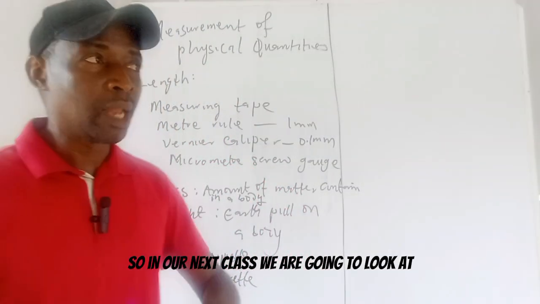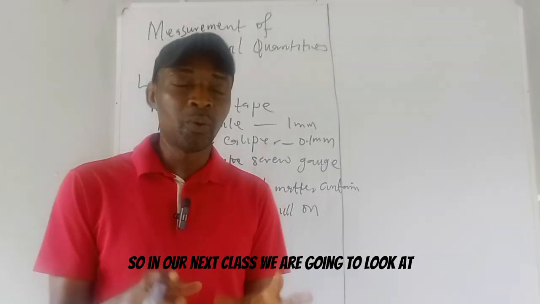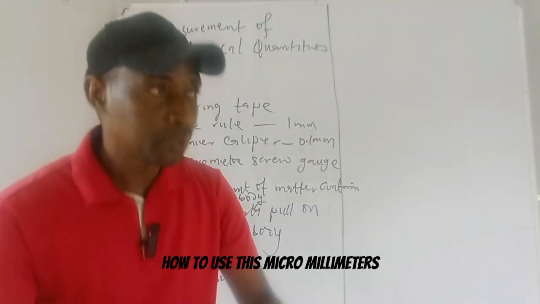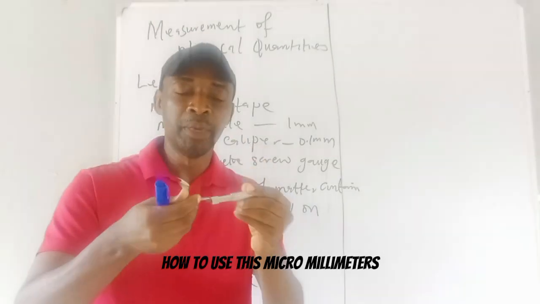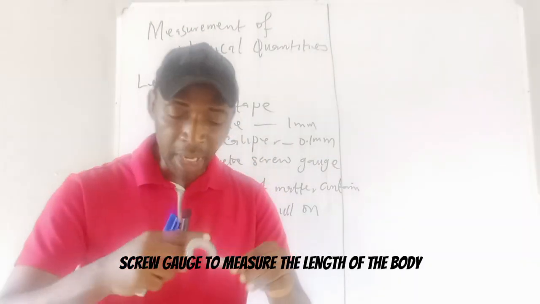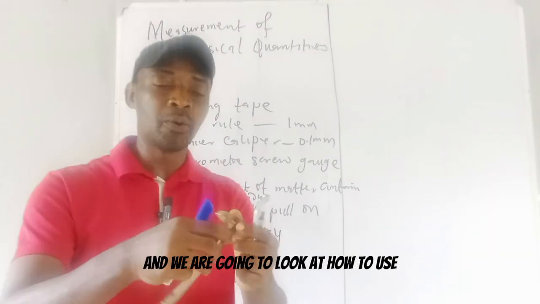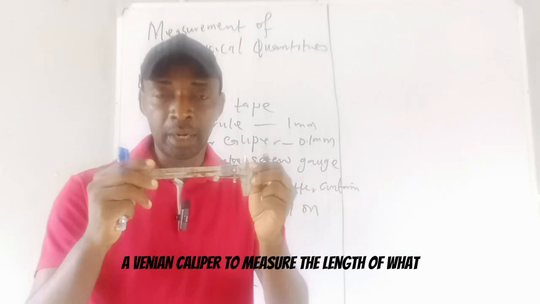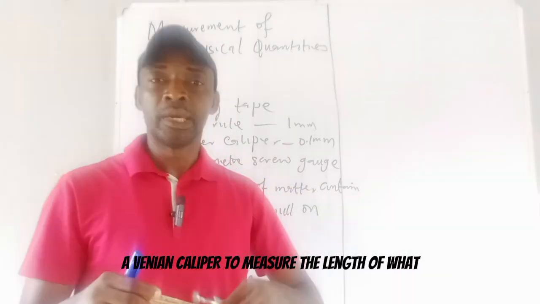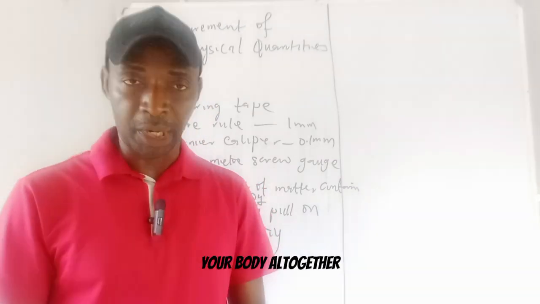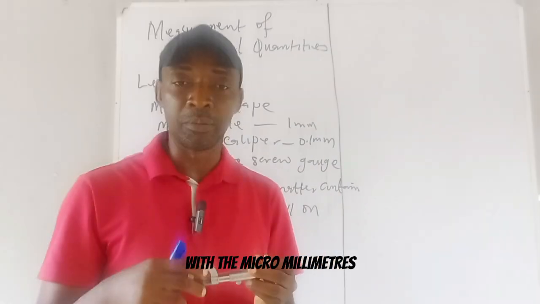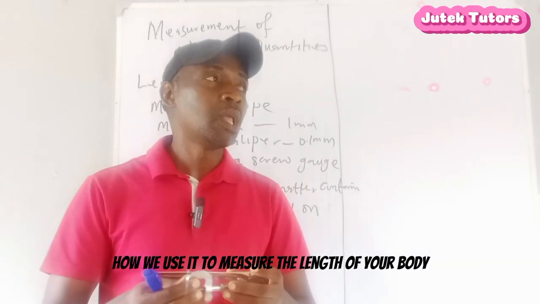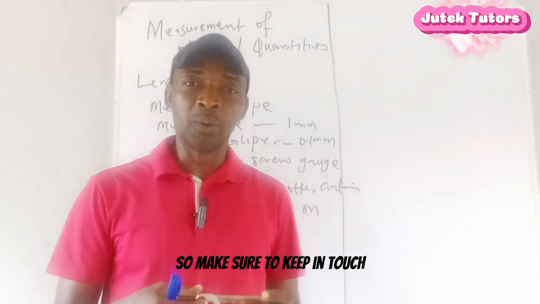So, in our next class, we are going to look at how to use the micrometer screw gauge to measure the length of a body, and we are going to look at how to use a vernier caliper to measure the length of a body.